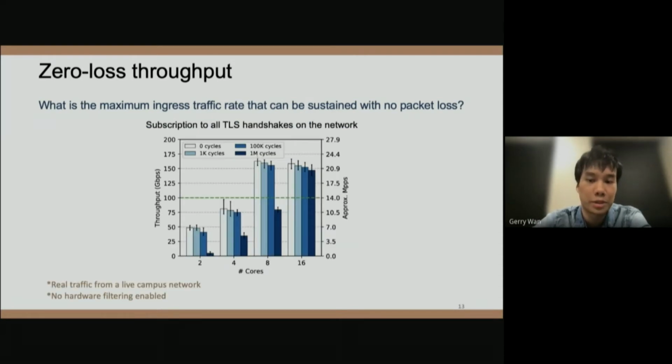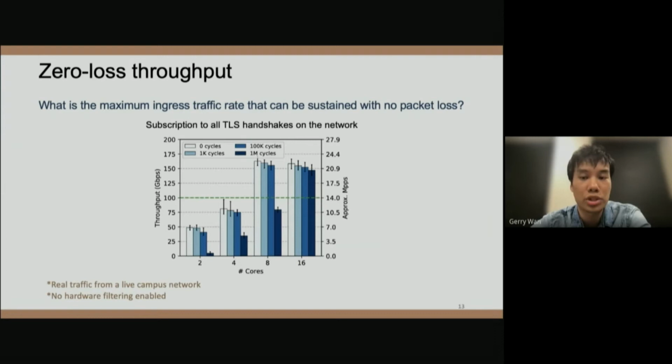In this figure, I'm showing the results from a subscription to all TLS handshakes on a campus network with no hardware filtering enabled. On the x-axis is the number of cores used to process traffic, and on the left y-axis is the average throughput sustained with 0 packet loss, where higher means better. On the right y-axis, I've shown the approximate packets per second using average packet size, and the different bars represent varying callback complexities in terms of CPU cycles.